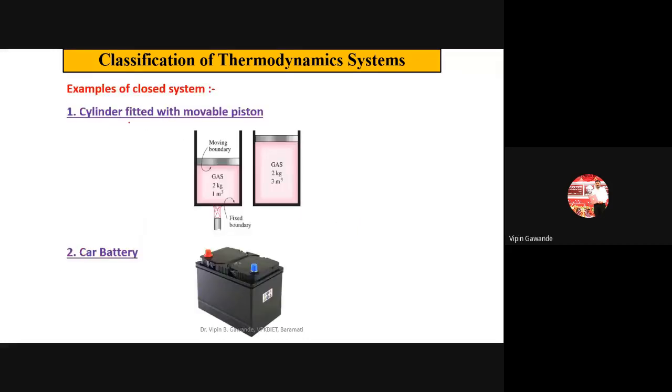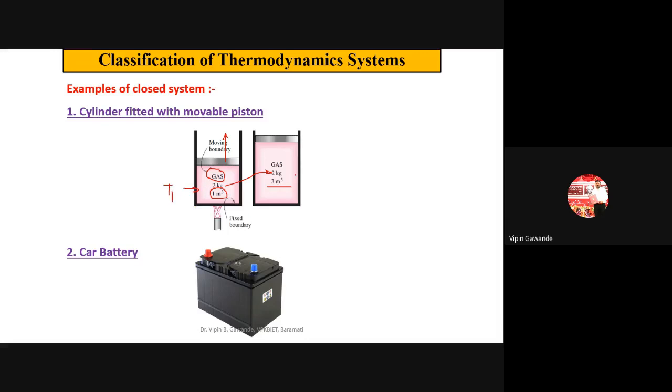In a closed system, take a cylinder fitted with a movable piston. If we consider the gas inside the cylinder and we heat that gas, what will happen? Its volume increases because of the increasing temperature of the gas. It will push the piston upward. So its volume increases from 1 meter cube to 3 meter cube, but there is no change in the mass of the gas. The mass will remain the same. Here, this is the initial temperature of the gas.